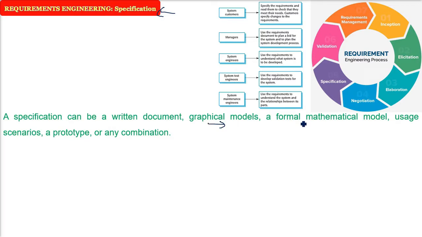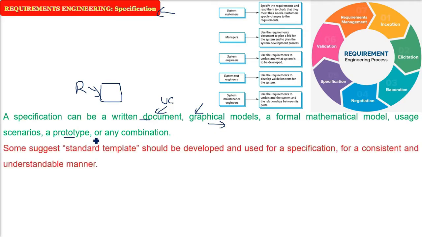We have already talked about the formal model. Then you can have use case scenarios or usage scenarios, or even a very low fidelity prototype. Or a combination of all these can also be there. So specification is not only the document; it can be one of these, or multiple permutations and combinations of all these. Most people suggest we have to make a standard template.